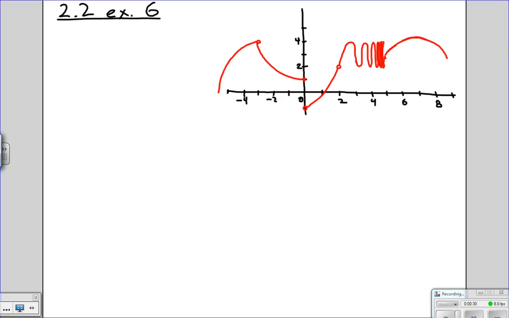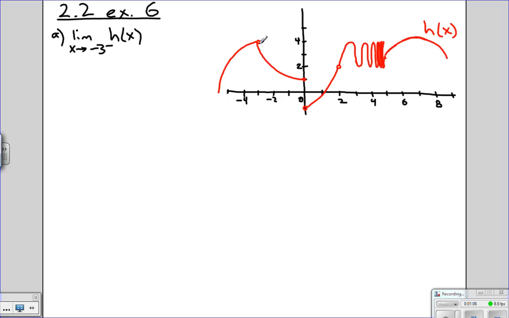So part A says, let's look at the limit as x approaches -3 from the left of h of x. I guess I forgot to label again. This function is called h of x. That's what the red function is. Okay, so the limit as x approaches -3 from the left. So here's x equals -3 right here.